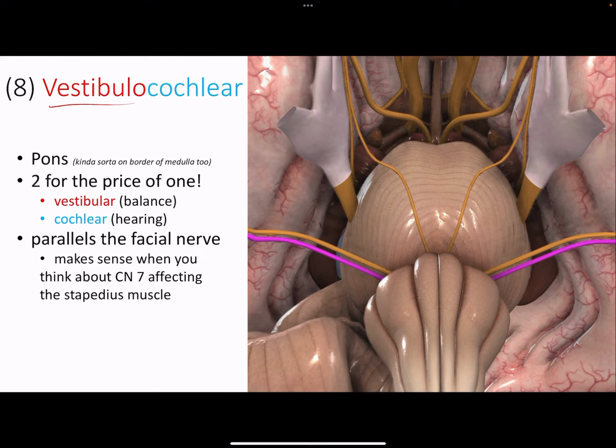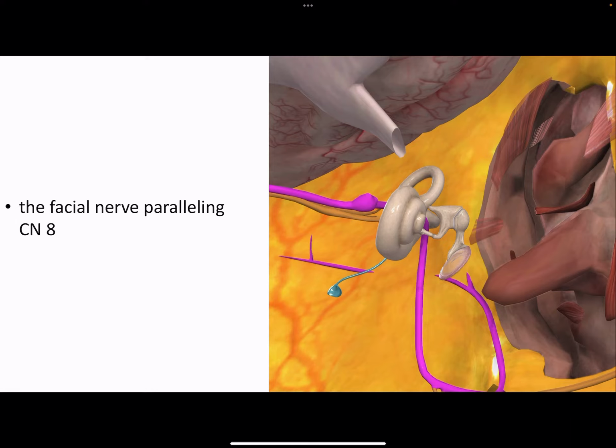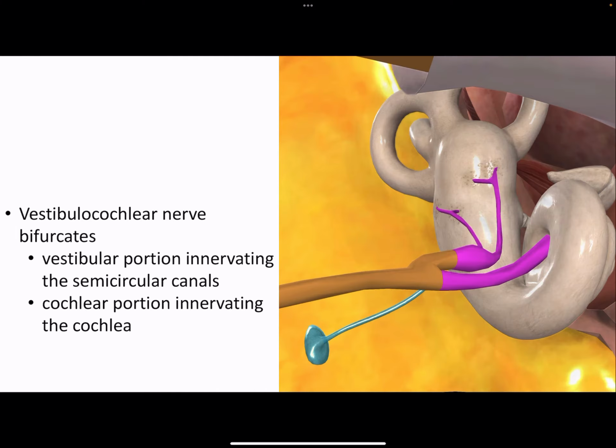Vestibulocochlear nerve, this is going to be 2 for the price of 1. Vestibulo is balance, cochlear is hearing, also coming from the pons, but it's kind of the medulla too. It's a little tricky. And it's going to parallel the facial nerve in a bunch of different ways. This kind of makes sense if you think about the fact that the cranial nerve 7 goes to the stapedius. So cranial nerve 7 has something to do with hearing. So it makes sense that 7 and 8, being so close to one another, have slightly parallel roles. We see evidence of them paralleling literally the geography right there. But then it's going to bifurcate, and some of it's going to go to the semicircular canals, and some of it's going to go to the cochlea.